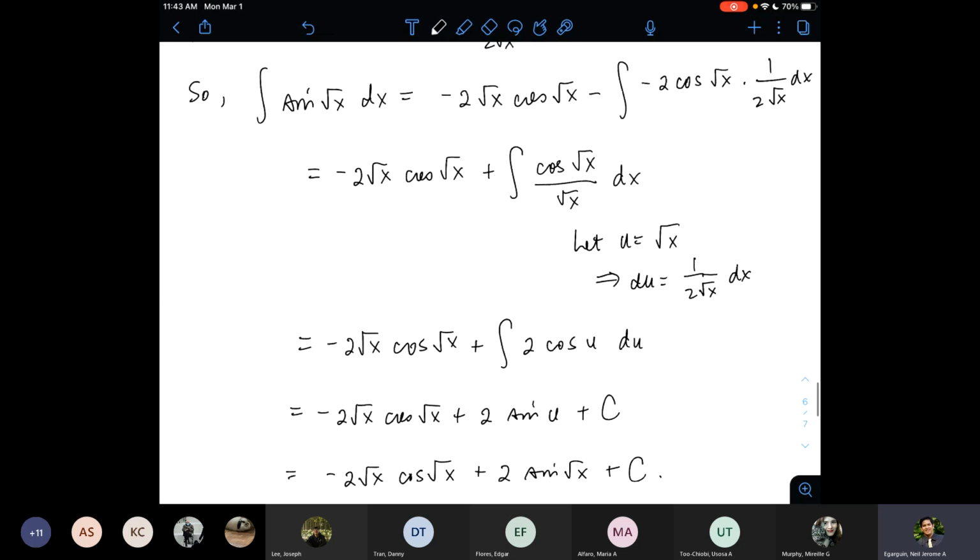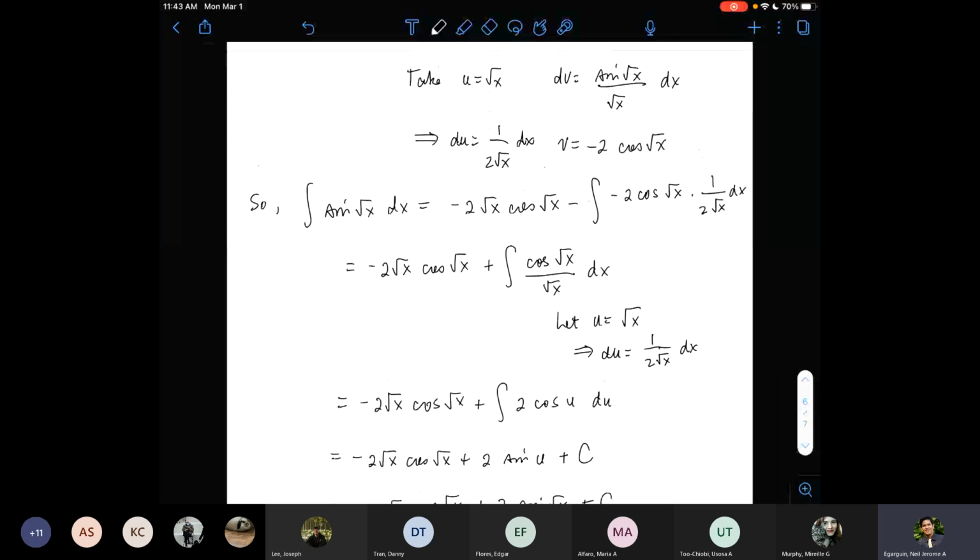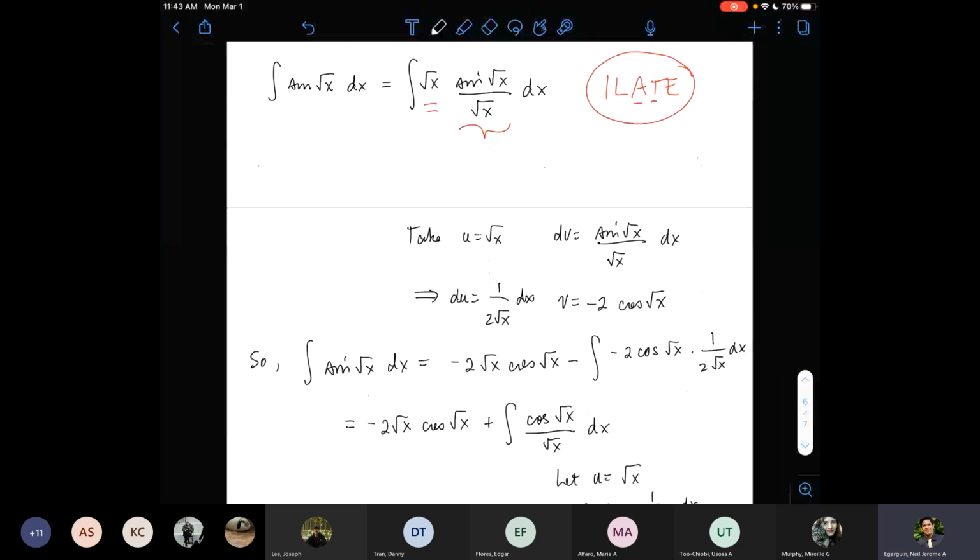So again, here I used a common trick. I wrote the original integral in this seemingly more complicated form, but this more complicated form turns out to be more apt for an application of the IBP. Okay.